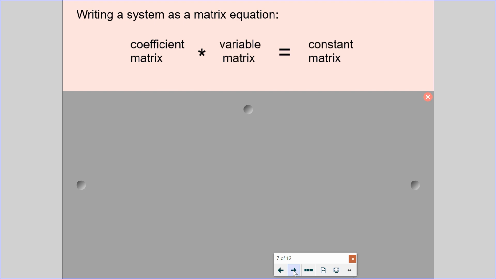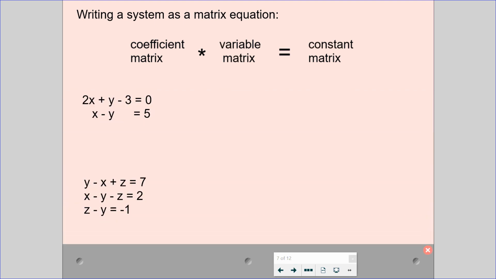So if you notice some information here, we're going to have a little equation that we're going to start to solve, and it's actually a coefficient matrix that we're going to multiply with a variable matrix that's going to be equal to a constant matrix. And you may say, well, what in the world is that? All right, I just have two different systems of equations here: one with x's and y's, the second one that has x's, y's, and z's.